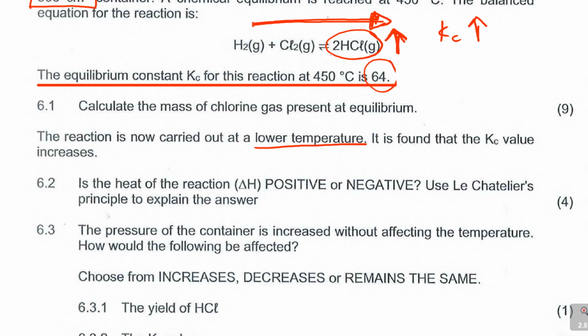Now, what does a lower temperature mean? Lower temperature means the reaction is favoring the exothermic direction. And which one is the endothermic? The endothermic reaction, in this case, when you're talking about the lowering of the temperature, this reaction is favoring what? The endothermic. Are you with me? So here we are saying delta H will be less than zero.